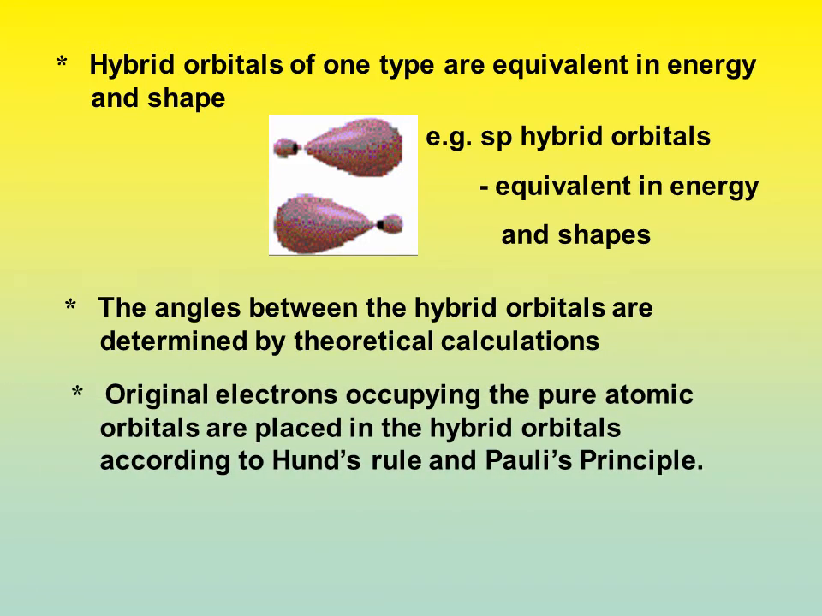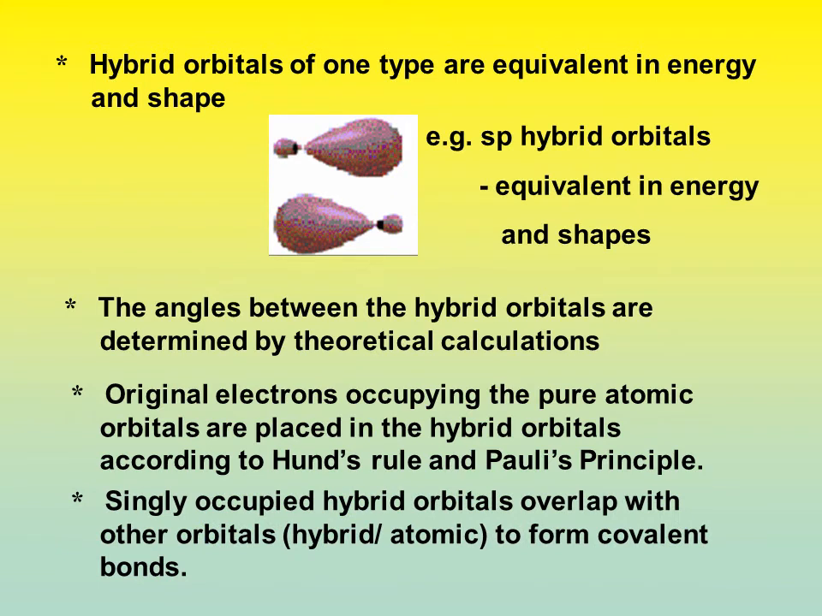And the original electrons that existed in the pure atomic orbitals are now placed in the hybrid orbitals. Singly occupied hybrid orbitals, which contain unpaired electrons, are then used to form covalent bonds.